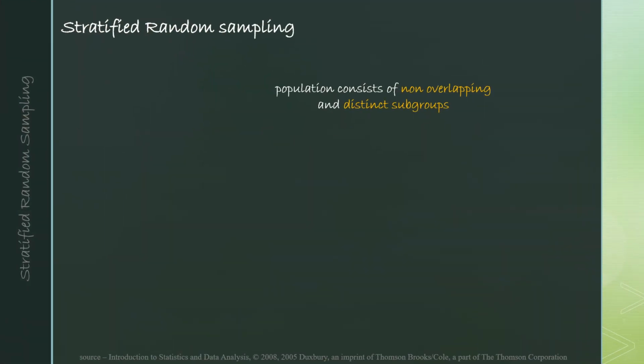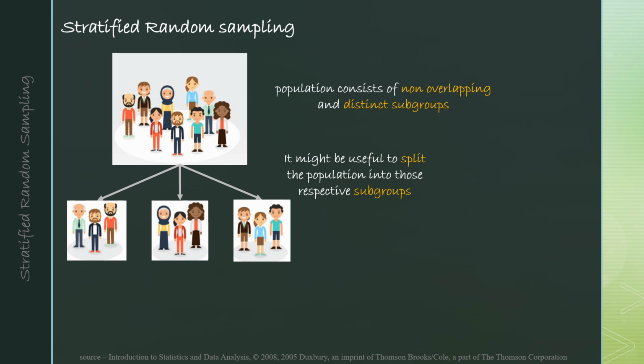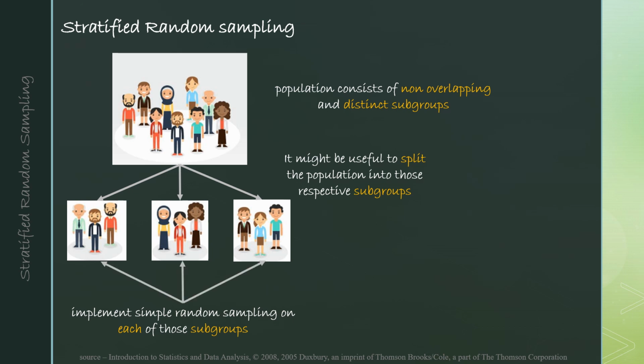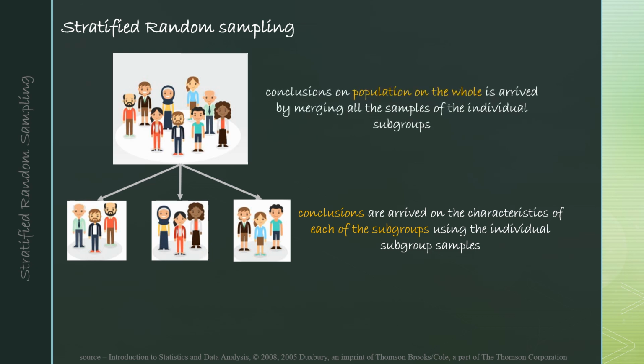Stratified random sampling. If the population under the study consists of non-overlapping and in certain ways distinct subgroups, then it might be useful to split the population into those respective subgroups, implement simple random sampling on each of the subgroups, and undertake the statistical study. Conclusions are arrived at on the characteristics of each of the subgroups using the individual subgroup samples, and the conclusions on the population as a whole are arrived at by merging all the samples of the individual subgroups.